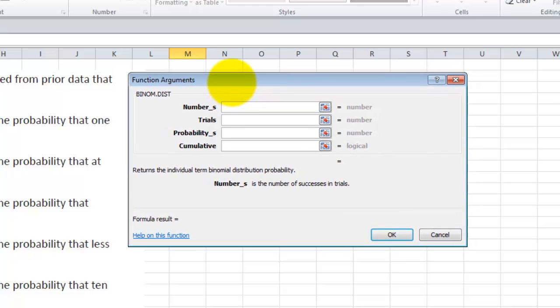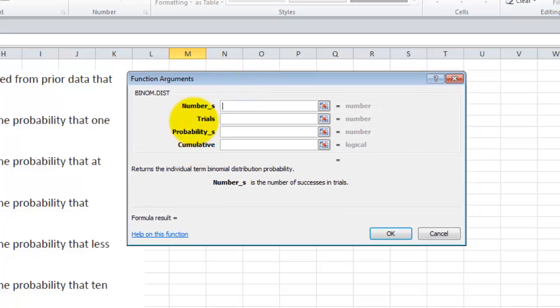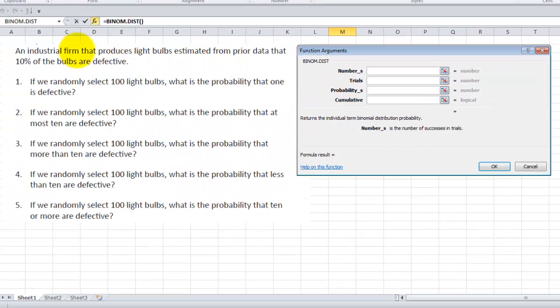All right, let's step through a problem. That's the best way to understand how to use the binom.dist function. We have this problem. A firm produces light bulbs, estimated from prior data that 10% of the bulbs are defective. So this is the probability of success from prior data. Now, if we randomly select 100 light bulbs, what is the probability that one is defective? So here we want to compute the probability that exactly one is defective.